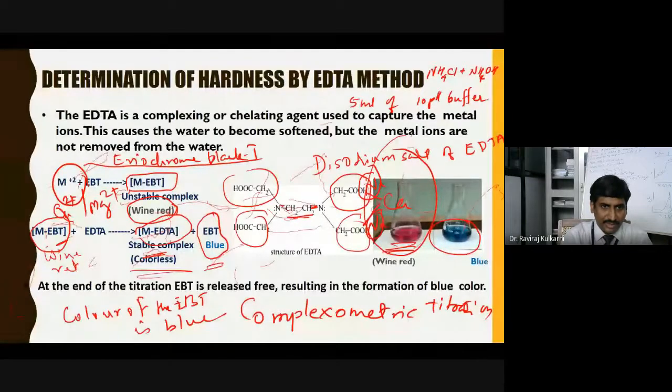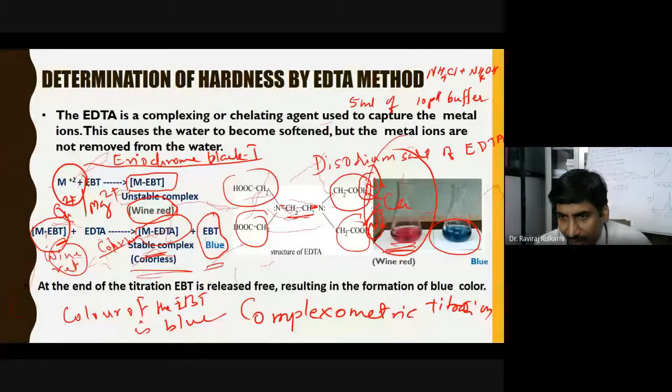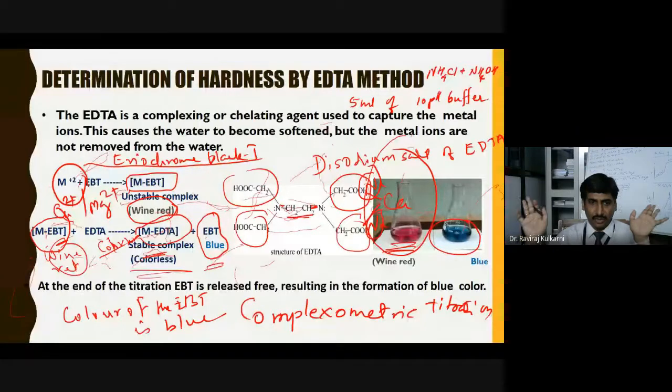What is the color of EDTA? It is colorless, the disodium salt of EDTA. What is the color change? Wine red to clear blue. So the endpoint you can see here is wine red to clear blue. You titrate until you get a clear blue solution. Note down the burette reading. From the burette reading, you can calculate how much calcium and magnesium is in the solution.